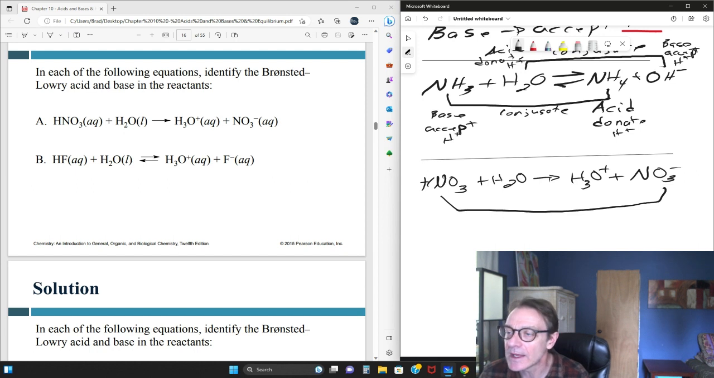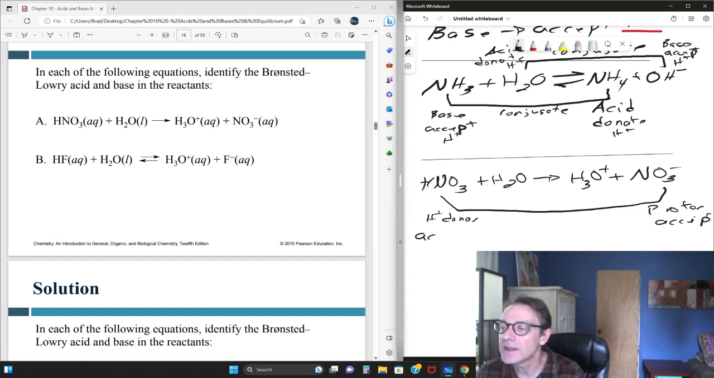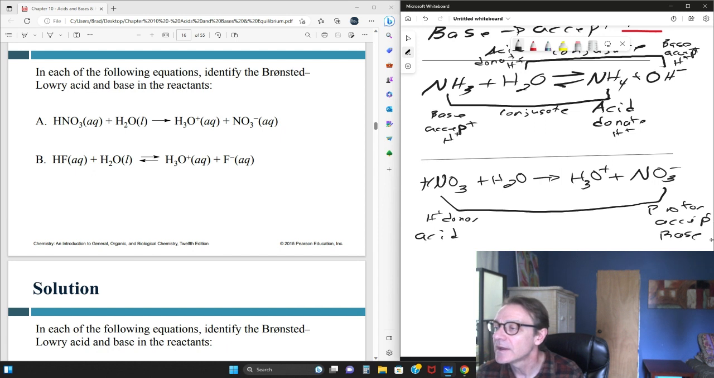We have a proton donor, a proton acceptor, right? Donor is the acid, acceptor is the base.